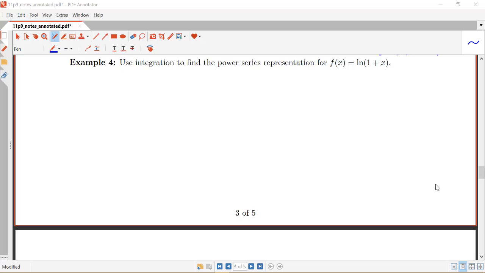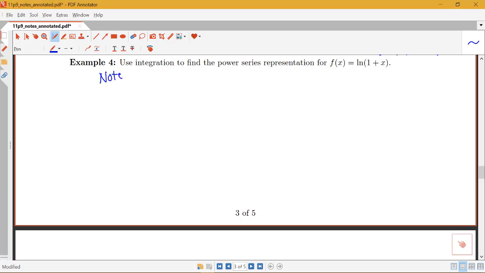In this video, we're going to be looking at 3 examples where we use the tool of integration to create new power series representations. In this example, we have the function f of x equals log of 1 plus x, and I want to try to use integration to find a power series representation for that function. So the first thing that we want to note is that the integral of 1 over 1 plus x dx would be equal to log of 1 plus x plus c.